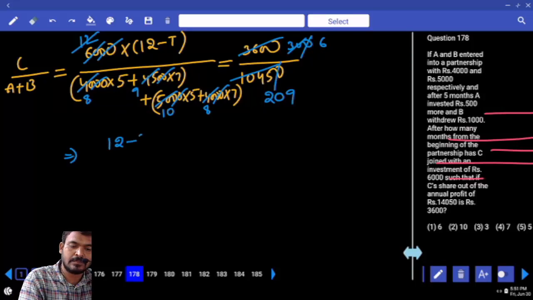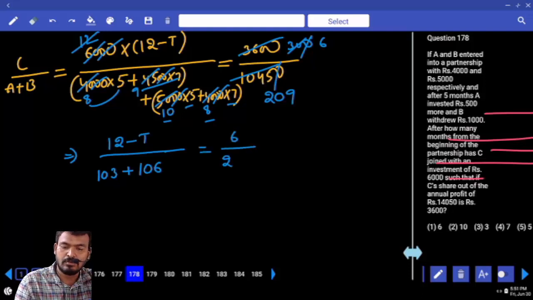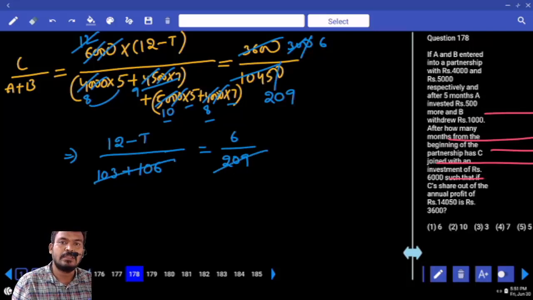12 minus T. Denominator: 8 into 5, 40. 9 into 7, 63. Total it is 103, plus 10 into 5, 50. 8 into 7, 56. 50 plus 56, 106. That is equal to 6 by which one? 209. Denominator 209, denominator 209. Both are cancelled. 12 minus T equal to 6. Then T equals how many months? 6 months.